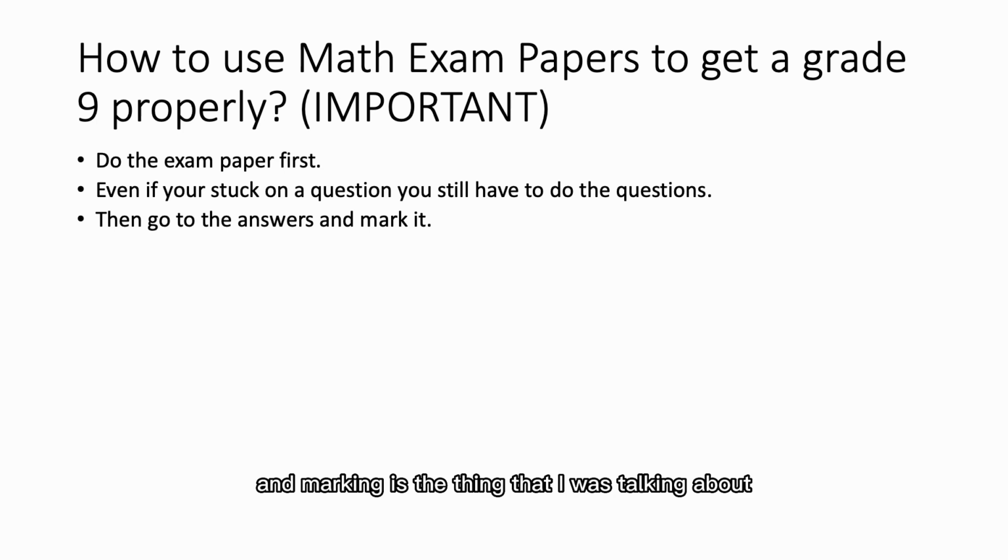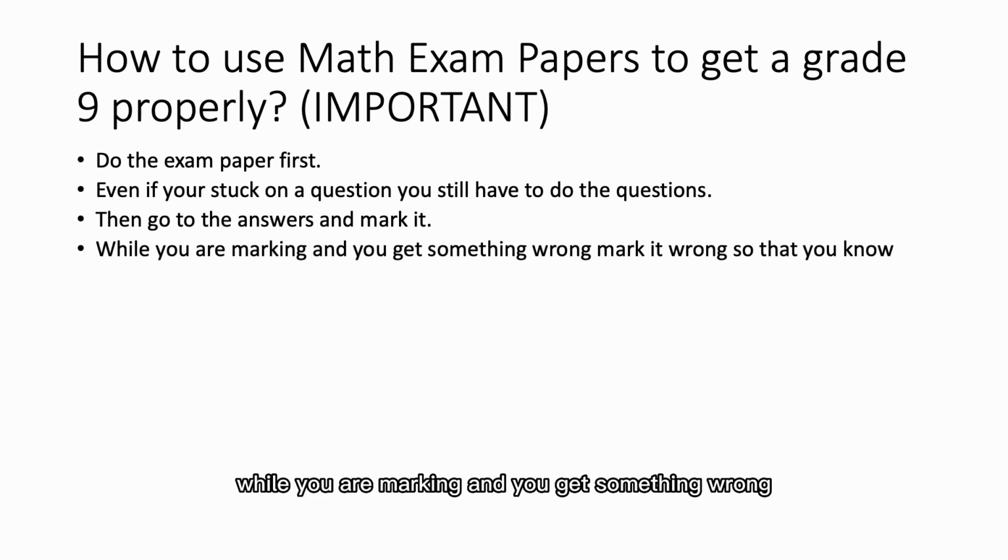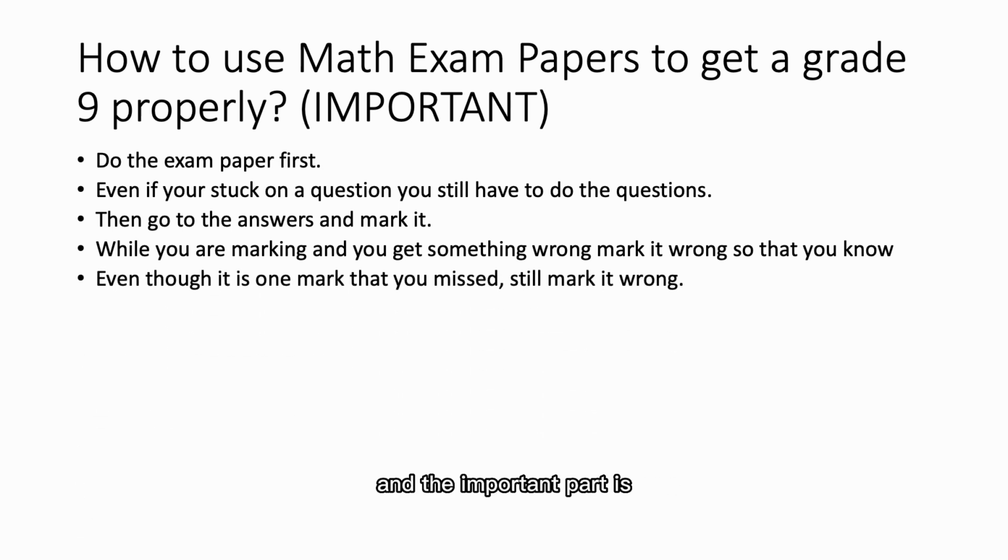Going to the answers and marking it is the thing that I was talking about. It's very, very important. And this is the marking process which we're going to look at. So in terms of marking, while you're marking and you get something wrong, mark it wrong so that you know. That's an important thing. I see a lot of students, I tell them to mark their own exam paper, and they don't want to make themselves look bad, so they don't mark anything wrong. It's something that I see commonly. The students don't want to look as if they're dumb, or they feel bad about themselves, so they don't put that they got something wrong. But if you get something wrong, mark it as wrong. That is important. And the important part is, even though it's 1 mark that you miss, you still mark it wrong.